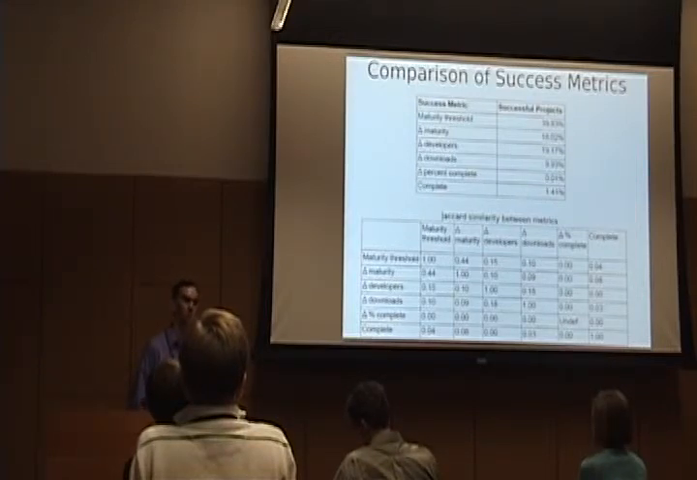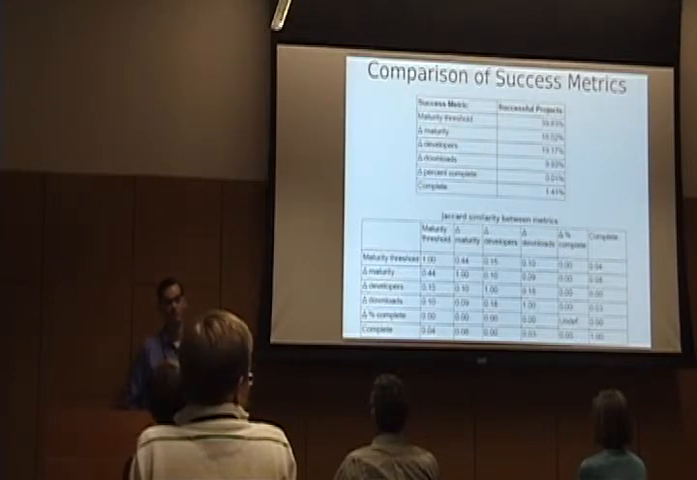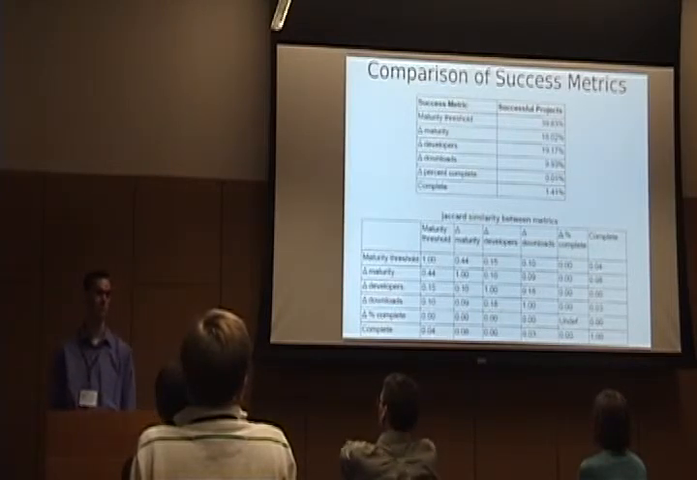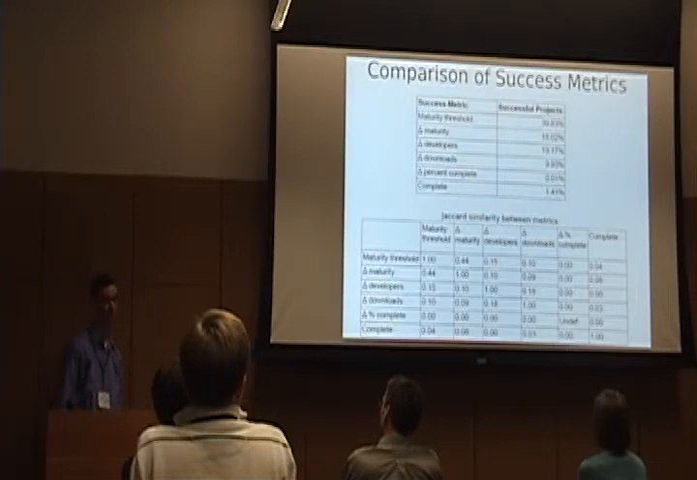Change in downloads, you need to see an increase in downloads. Change in percent complete, you have to see so much of the project complete per time step. And finally, a very simple metric is just looking at how many projects in fact are complete. You can see from those numbers, they're all over the place, with the largest percentage being almost 40% of the projects, smallest being 0.01%.